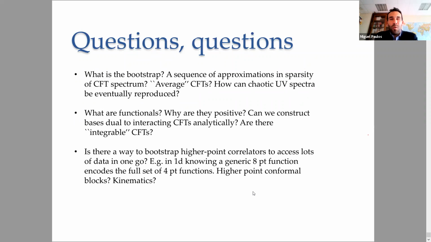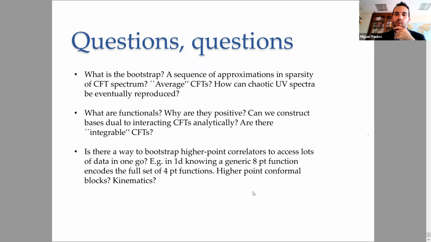So my questions are, for instance, what exactly is the bootstrap? I mean, what is it that we are doing here? My idea is that we are doing some kind of sequence of approximations in the sparsity of the CFT spectrum. And so what we are really doing when we are extracting some spectrum for the 3D Ising is that we are getting the simplest crossing solution compatible with the constraints of one correlator, and then that is compatible with the constraints of two and three and four and so on. So it seems like we're doing some kind of average in this procedure. So we are getting the low energy dynamics correct, but at high energy, we're only getting some average results.